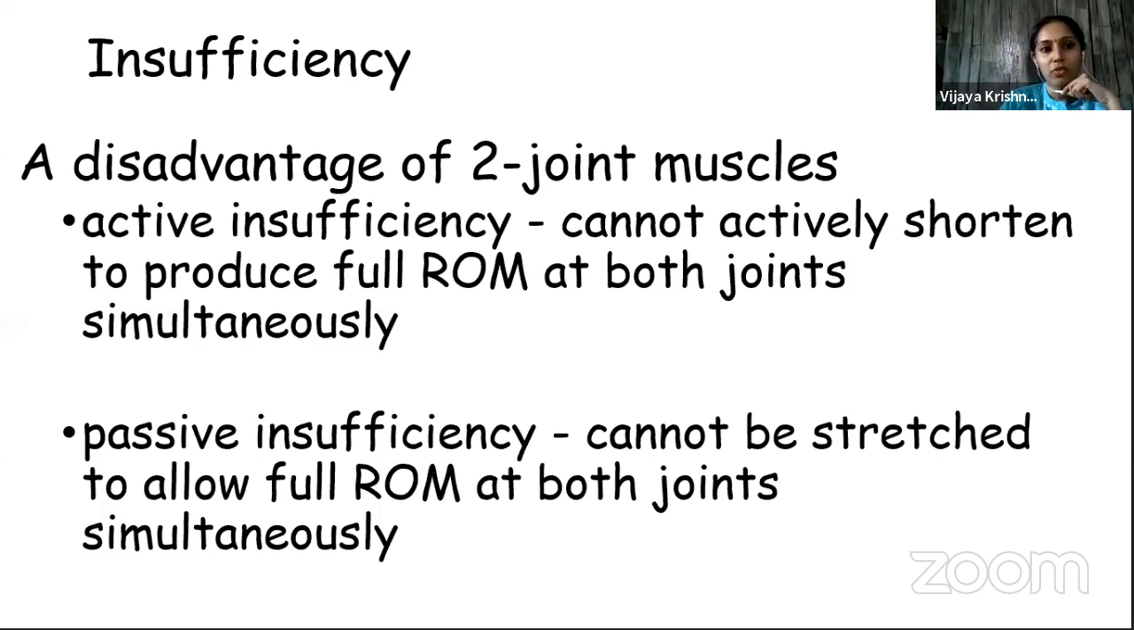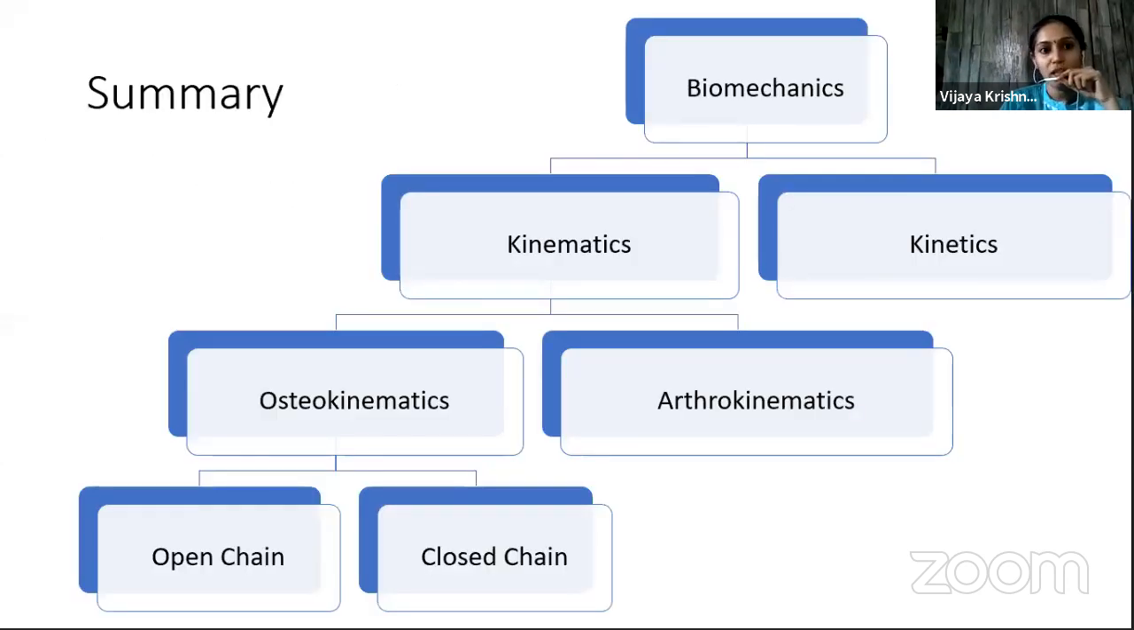The last section of this segment is the summary. So what have we learned today? We have learned about biomechanics, how mechanics happens with respect to the human body. We have learned about kinematics and kinetics. Kinematics being motions occurring, kinetics being the forces that are causing these motions. Kinematics are further divided into two things: osteokinematics and arthrokinematics. Osteokinematics, wherein you have movement of the bone. Arthrokinematics, which is because of movement of the joint surfaces.